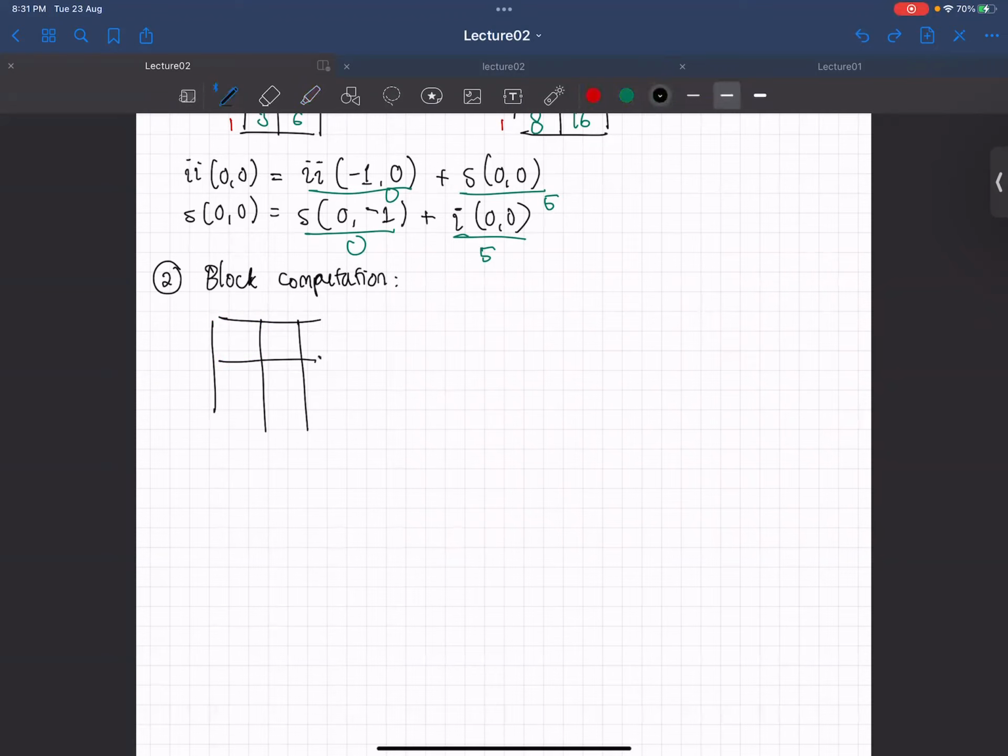Let's assume that this one is II. You already have the integral image computed from your input image. Every single node here represents your block. So you have block A, block B, block C, and block D. And you also have node 1, node 2, node 3, and node 4.